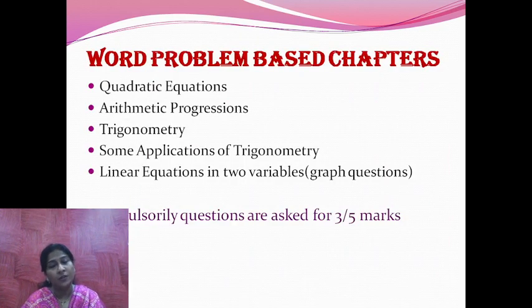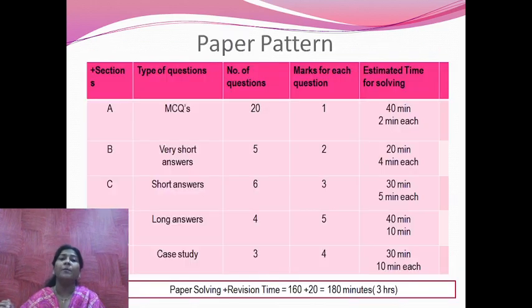So this was about the chapters which are there in mathematics, which are covering the 7 units. Next is the paper pattern. Now students, if you see, the maths paper is divided into 5 sections: section A, section B, section C, section D, and section E. Okay, section A is MCQ based. 20 questions are asked, carrying 20 marks, 1 mark each question. Now the estimated time for solving the MCQs is 35 to 40 minutes. You should be taking only 1 to 2 minutes for solving each question of the MCQ.